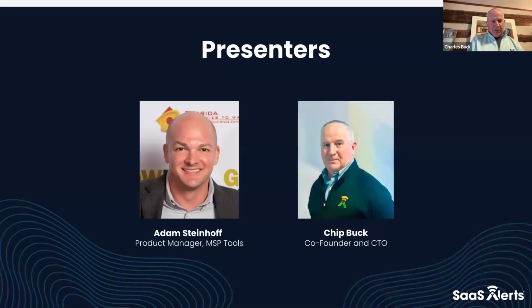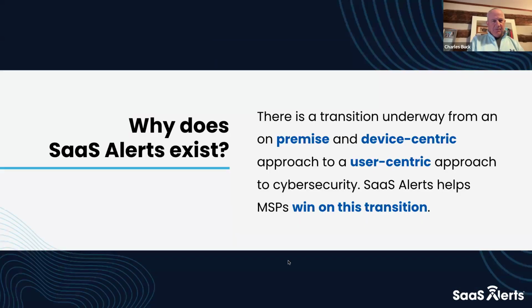Thanks, Amy. Really appreciate that. As Amy said, I'm Chip Buck, co-founder and CTO here at SaaS Alerts, joined by Adam and Liron. Adam in product, Liron's our VP of engineering. Actually, we've just changed that title, haven't we, Liron? Chief Product Officer. I believe I have to call him sir now, unfortunately.